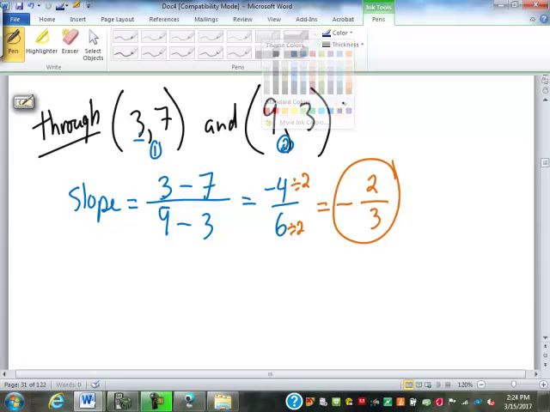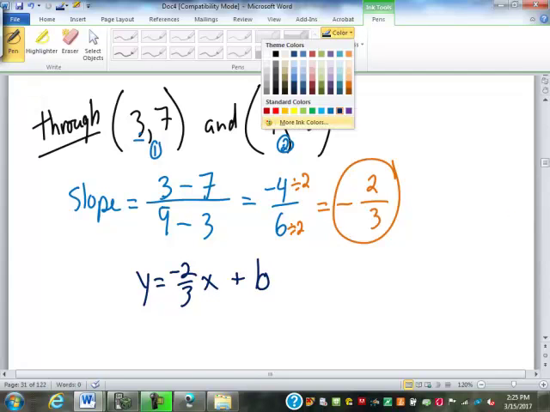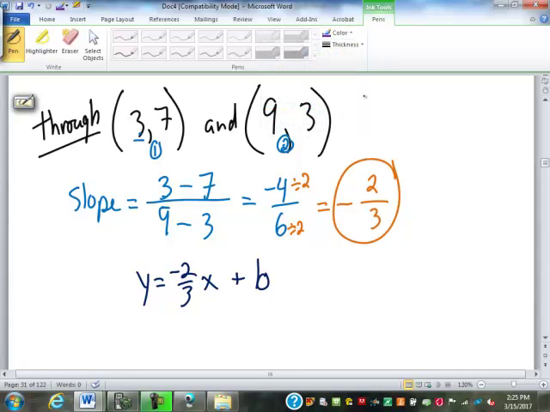So we can start out our equation as y equals a negative 2/3 x plus b. Now to find b, last time we used a point. Well, here we have 2 points. So the question is, which one do we use? And the answer is, it really doesn't matter. We can use either one. So let's just use the first. I'm going to do it both ways just to show you that I get the same answer either way.